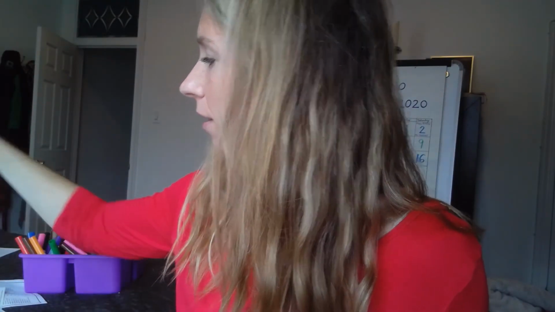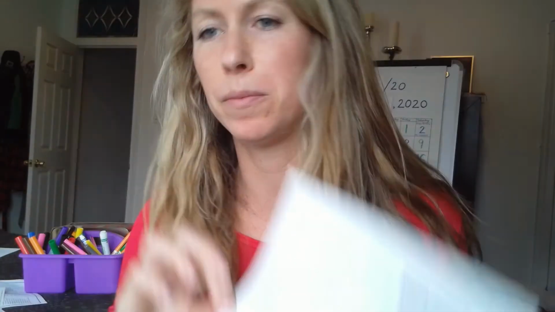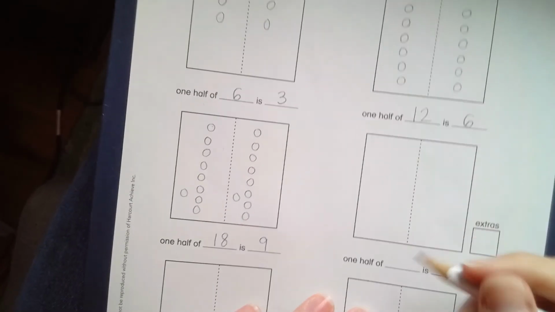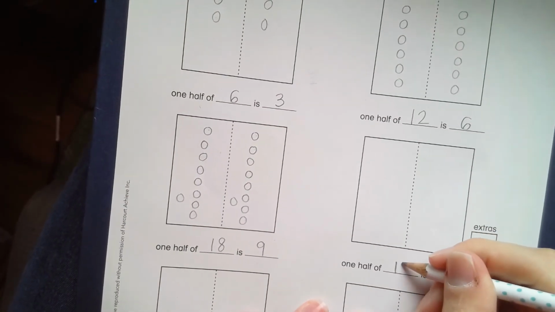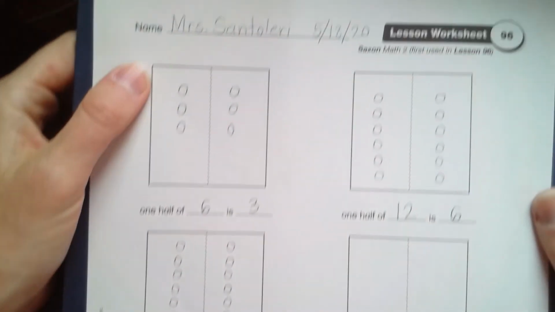Hopefully that didn't confuse you too much. Now you're going to take out this page again. We're going to do the last 3 problems, and then I'll set you free. So, in the first space, we're going to use our pencil. We're going to find 1/2 of 11. So write 11 in the 1/2 space. We're on lesson worksheet 96 that we started yesterday.